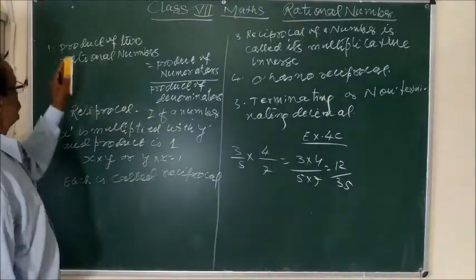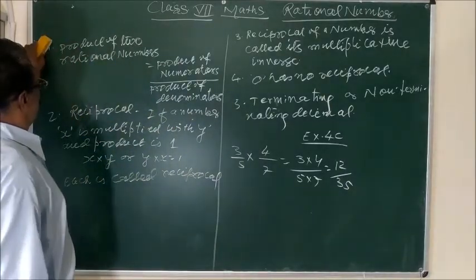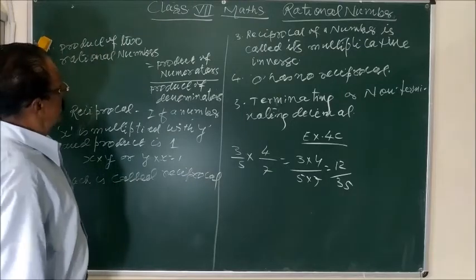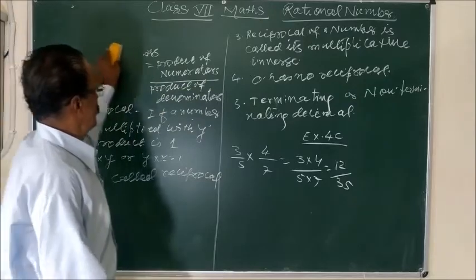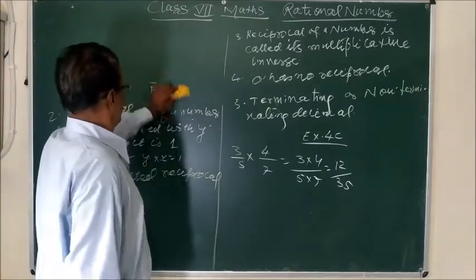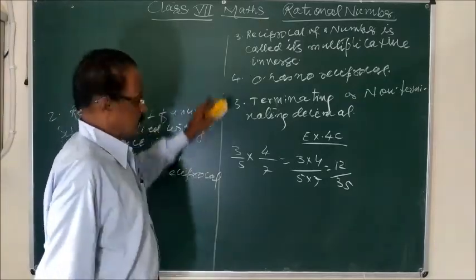The first rule is product of two rational numbers. You multiply all the numerators and you multiply all the denominators. That will be the product of two rational numbers.